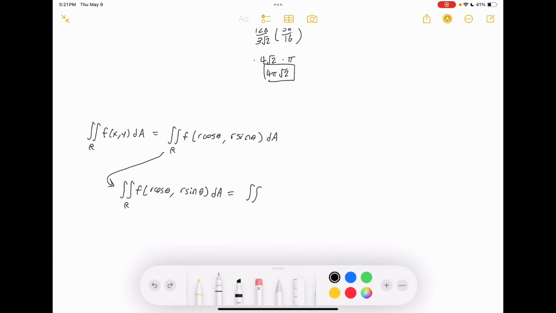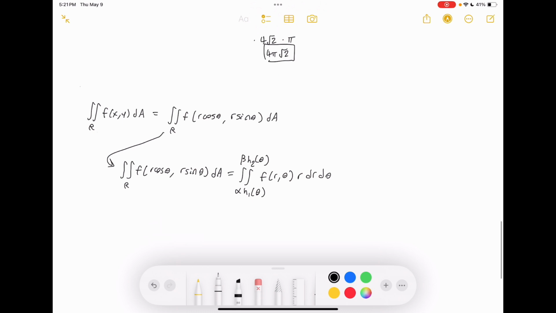Let's give that proper numbers and redraw those integral signs. The integral over, and instead of a and b, we're going to put some variables here and explain what they are in a moment. Alpha to beta, h1 of theta to h2 of theta, and the actual function is going to be f of r comma theta times r dr d theta.